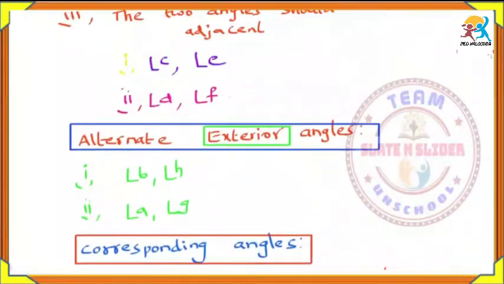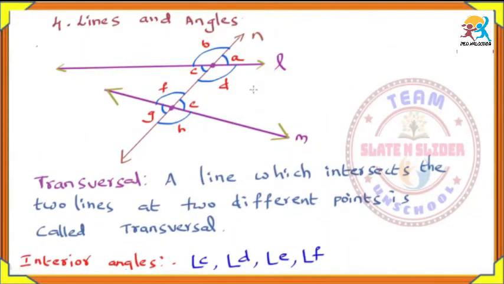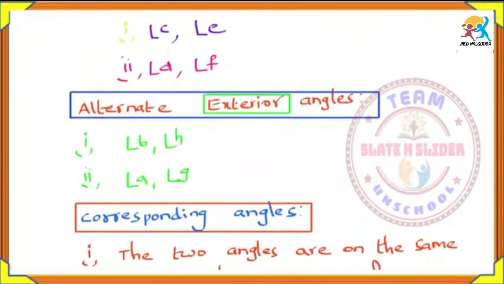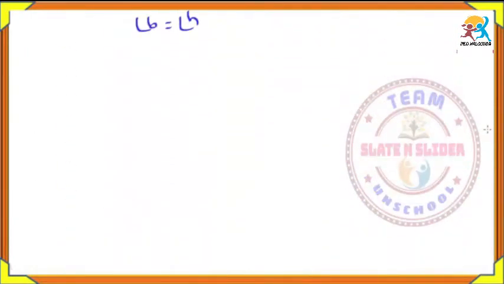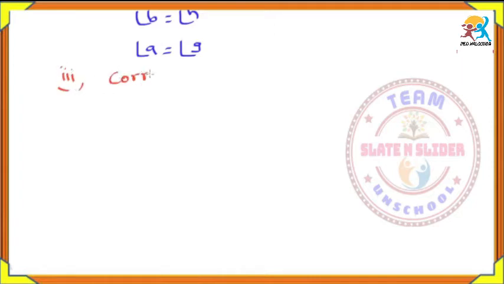When is it possible? It is possible only when L and M are parallel. Suppose if two lines are not parallel, then we cannot write they are equal. And angle A is equal to angle G. And the third one, this is a very important one. The third one is corresponding angles are equal.